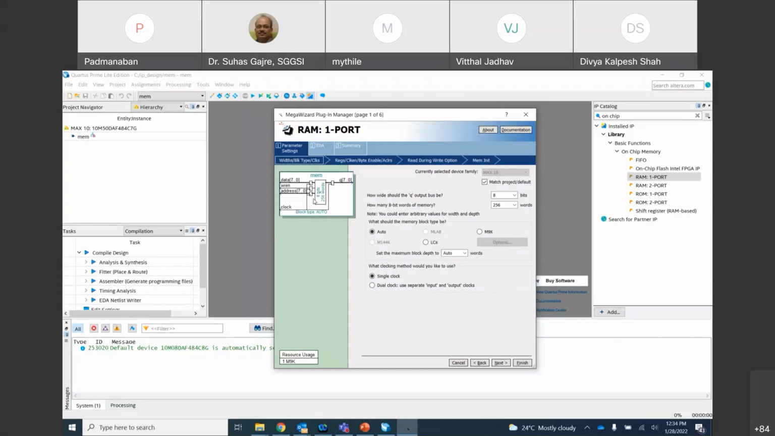Now it shows whether you want a single clock or a dual clock, which means you can use separate input and output clocks, whichever you want. But when it's a single port RAM, I can have a single clock, not a big deal. But what are the options which we can try here? You can see auto, MLab, M9K, M144, and then LCC. You should know what is this MLab.